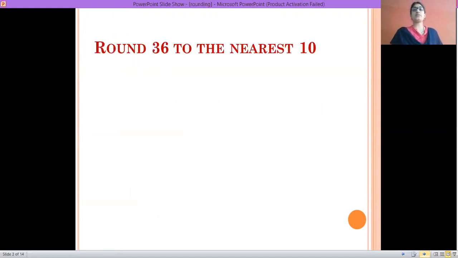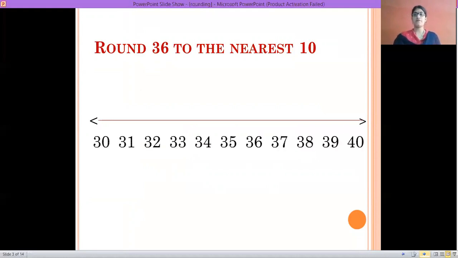Round 36 to the nearest 10. This is my question. So we'll see this on a number line. Children, do you know what a number line is? Yes. We have a number line where we'll write all the numbers starting from 0 and so on. Here we are asked to round 36 to the nearest 10. Now children, 36 lies between which tens? 30 and 40. So we'll write the numbers from 30 to 40.